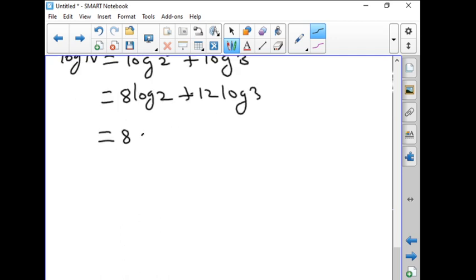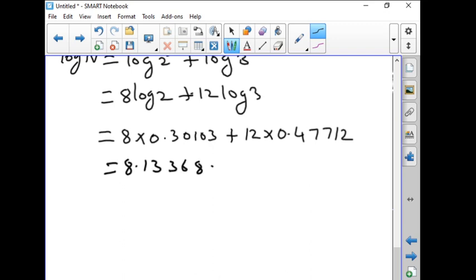So, it is equal to 8 into log 2. Value for log 2 is 0.30103 plus 12 into value for log 3, 0.47712. Okay, so when you multiply and add this, we get, you check it, 8.13368. So, when you find the anti-logarithm, I will explain you.